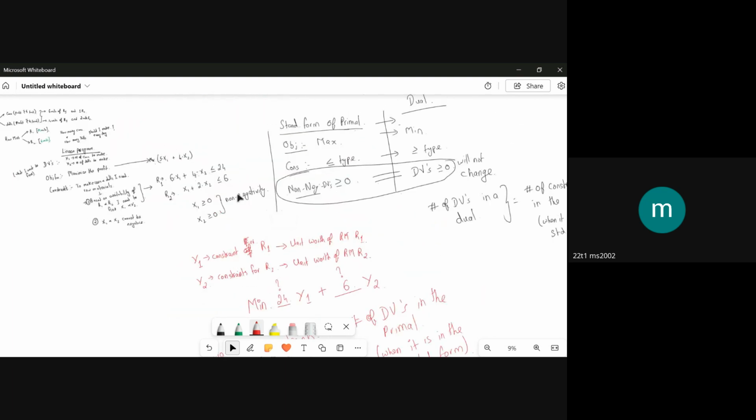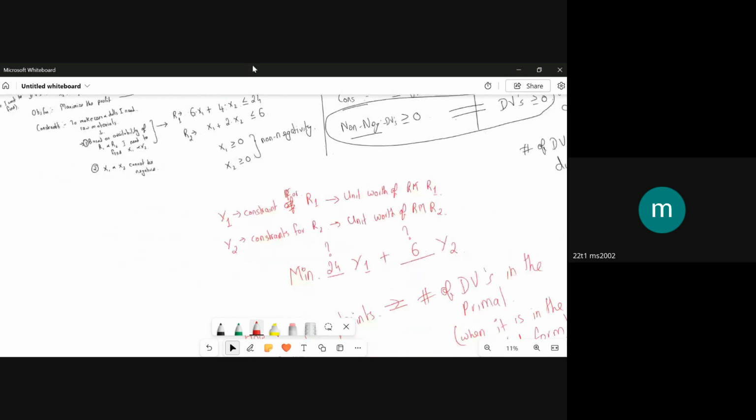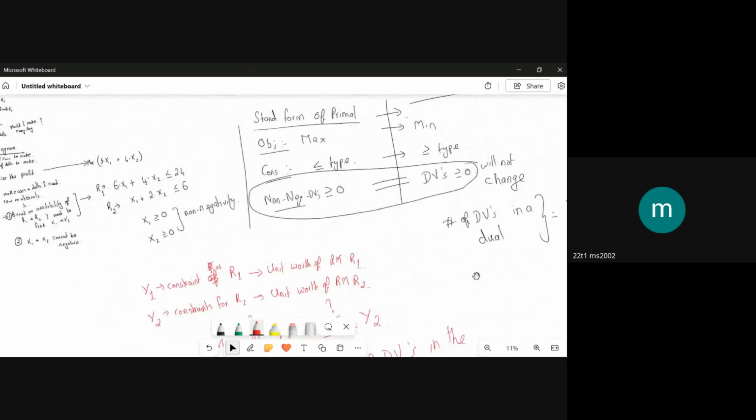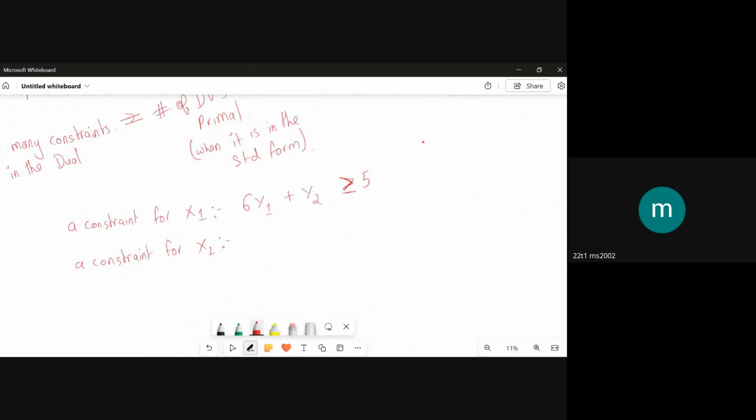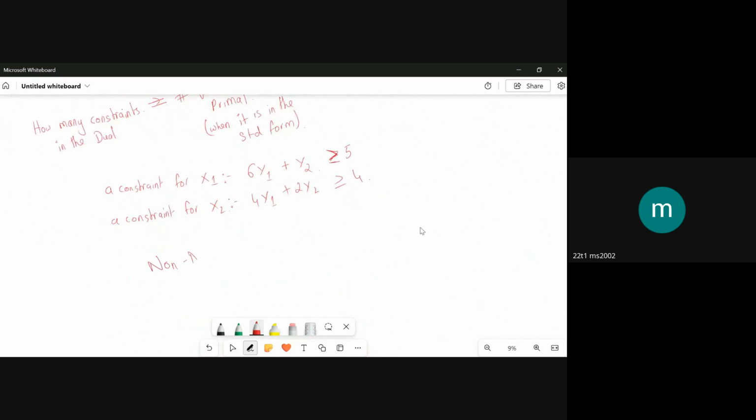Similarly, the easier method, if you're not able to understand that: 4y1 plus 2y2 must be greater than or equal to, what is the cost? It's 4, right? So 4y1 plus 2y2 must be greater than or equal to 4. So that is my second constraint. All right. So now I've converted the primal to a dual. I only have the non-negativity. Obviously the worth of a resource cannot be negative, so y1 must be greater than or equal to 0 and y2 must be greater than or equal to 0.